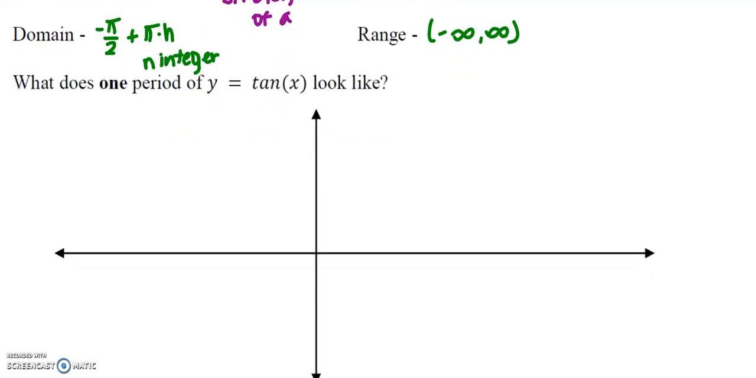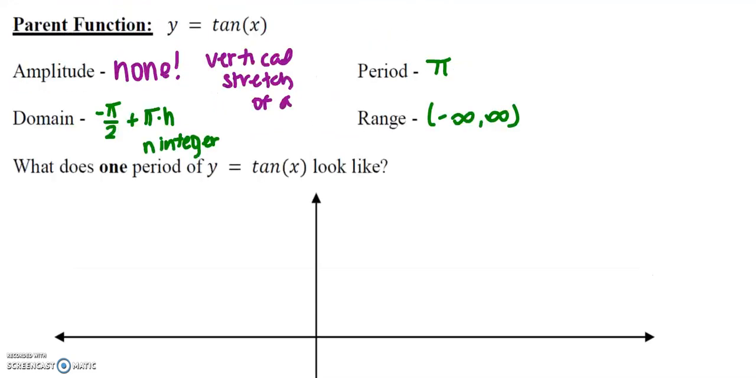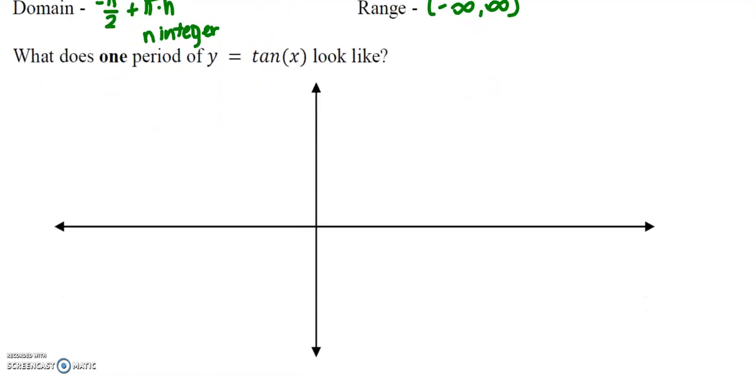So one period of tangent, our parent function that we are going to work on transforming, has a starting asymptote at negative pi over 2. We have a key point at negative pi over 4, a key point at 0, a key point at pi over 4, and then another vertical asymptote at pi over 2. So I still have 4 intervals, 5 key points. It's just that they're only between negative pi over 2 and pi over 2.